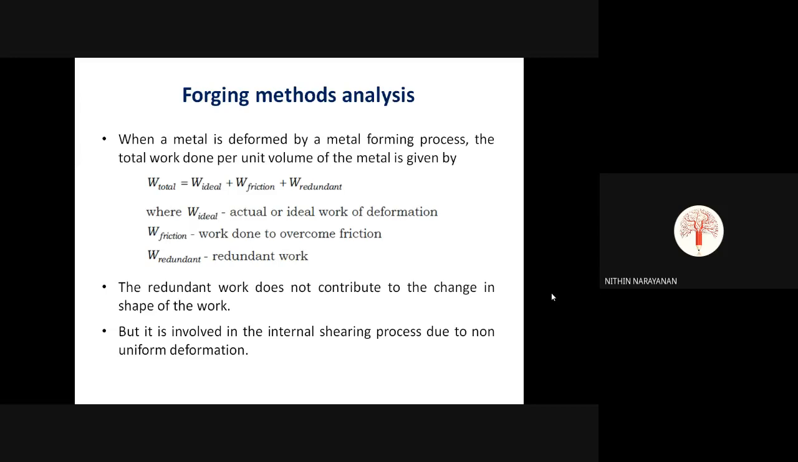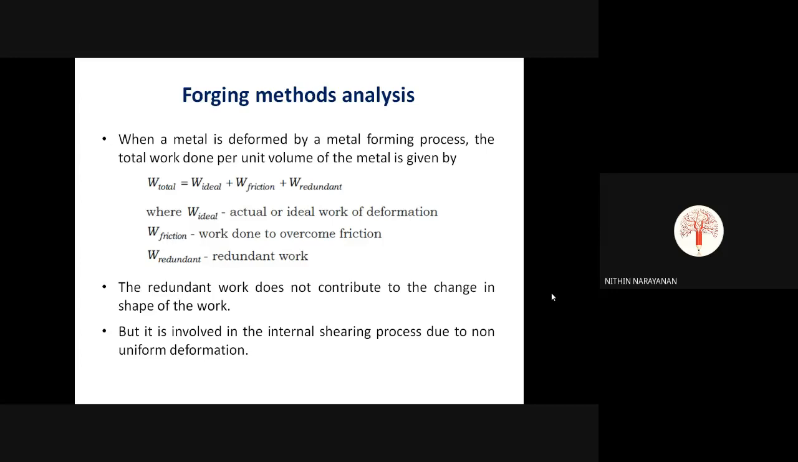Okay. So coming to the forging method analysis, we will see the basics and then go directly to the equations, because there are lots of derivations for these equations. I think the final equation is very important. We will not go into the depth of those derivations. So, coming to the forging method analysis.